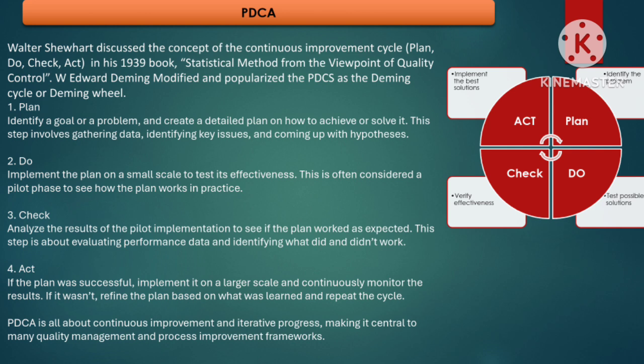Walter Shewhart discussed the concept of continuous improvement in his book Statistical Method from the Viewpoint of Quality Control. Further, Edwards Deming modified and popularized the PDCA as the Deming cycle or Deming wheel. Let's look into each one.